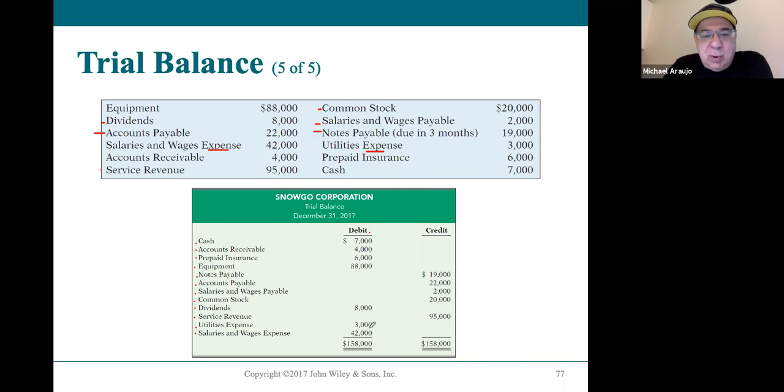And so when you add up all your accounts with debit balances, you get 158,000. When you add up all your accounts with credit balances, you also get 158,000. So you have a trial balance that, in essence, proves that your ledger is balanced. Okay.